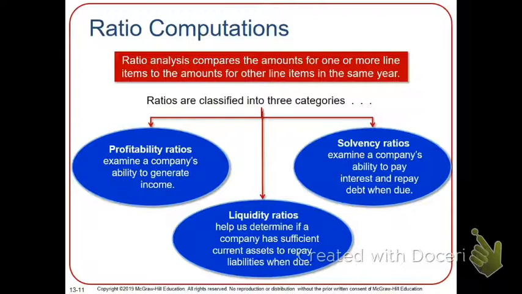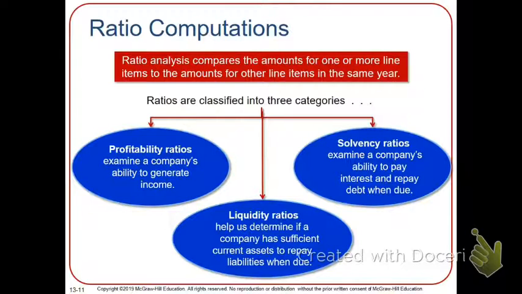Liquidity means they have enough current assets to repay liabilities when they're due. So those two are different. A company is liquid when they have the short-term assets to cover their liabilities. So just because a company isn't liquid does not mean they will go bankrupt. It means that they now have to dig into their long-term assets. But if a company is not solvent, that means they're probably going to go under because that means they can no longer pay their interest and debt when due. So solvent and liquid are different.